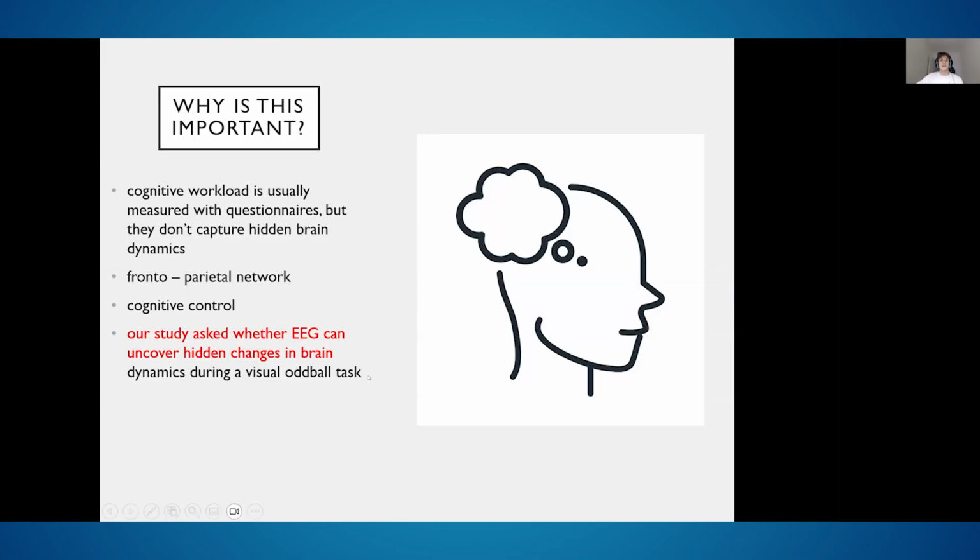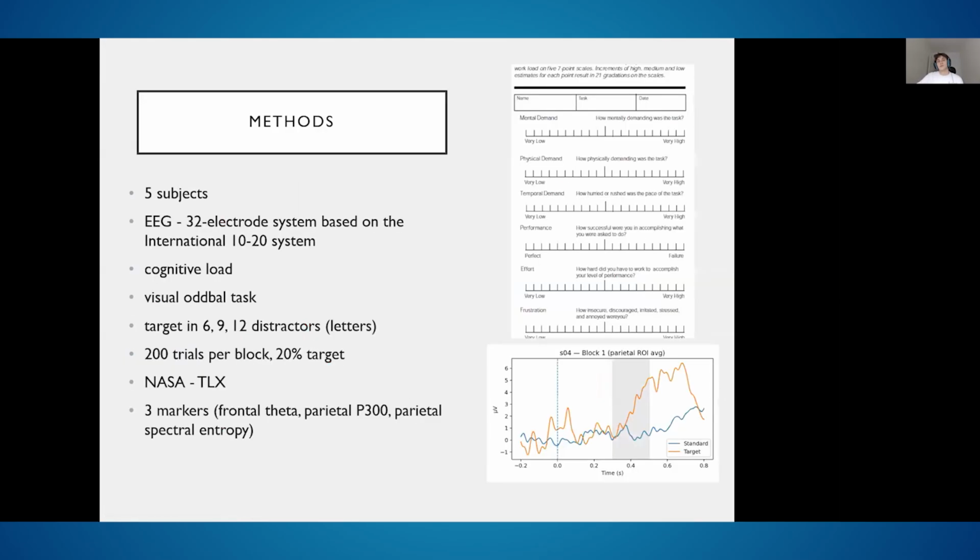So in our study, we asked whether EEG can uncover hidden changes in brain dynamics during a visual oddball task. In our pilot study, we had 5 subjects, and we measured the EEG on each of them. We used a 32-electrode EEG system based on the international 10-20 system, which is a standard. And we measured the cognitive load during a visual oddball task. So what does that mean?